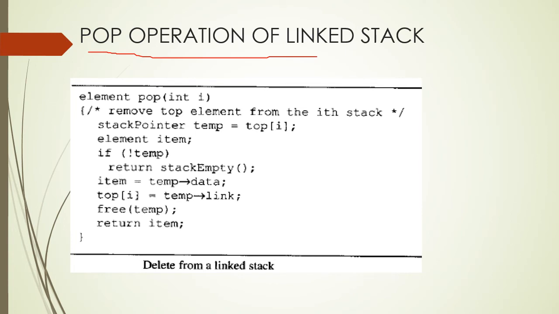So here the return type of this function is element, because this is returning an item which is deleted from the stack. The type of the item is element, therefore the return type of this function is element. The name of the function is pop, and it is taking one parameter I. I is used to represent the stack number from which stack you want to delete.